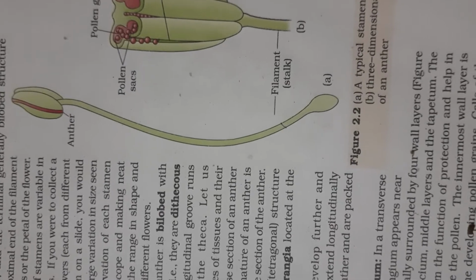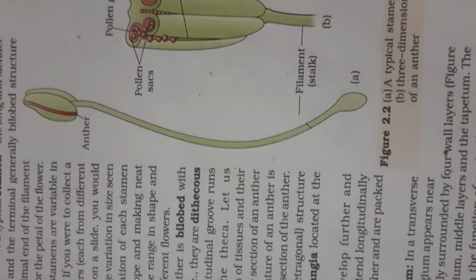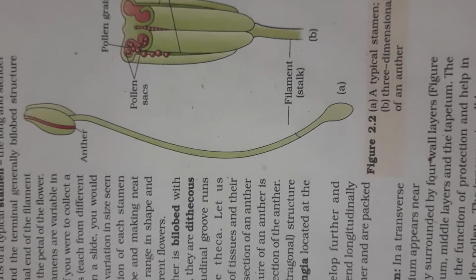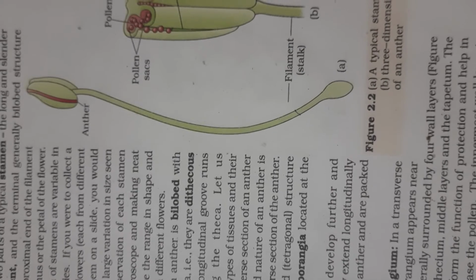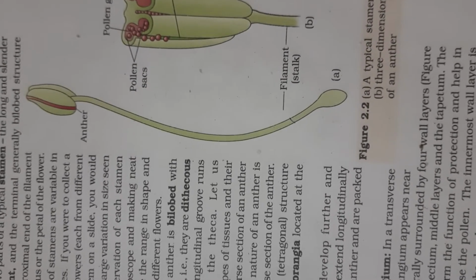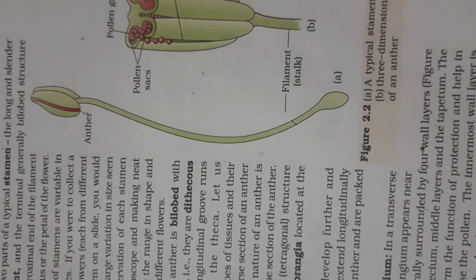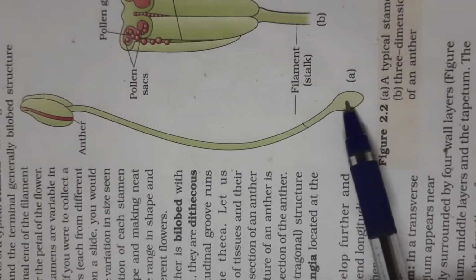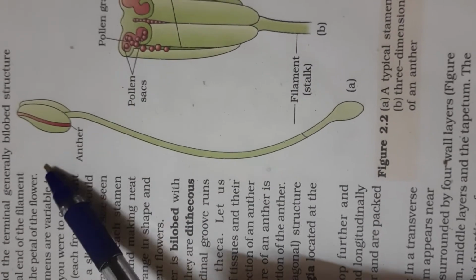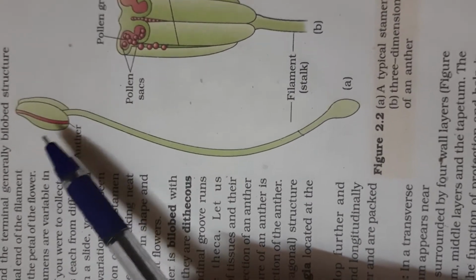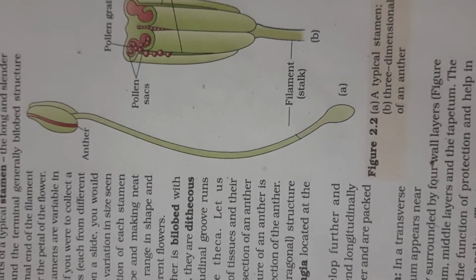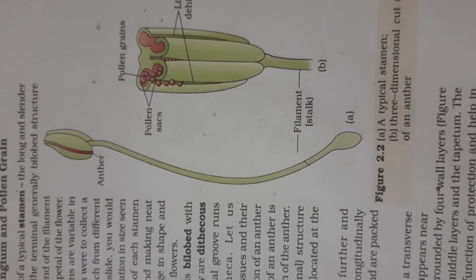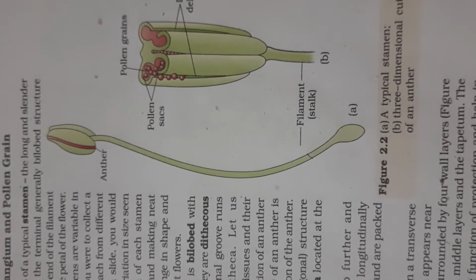A long and slender stalk is called filament, and the terminal fertile structure is known as anther. This is anther. Angiospermic anther is bilobed and dithecous.